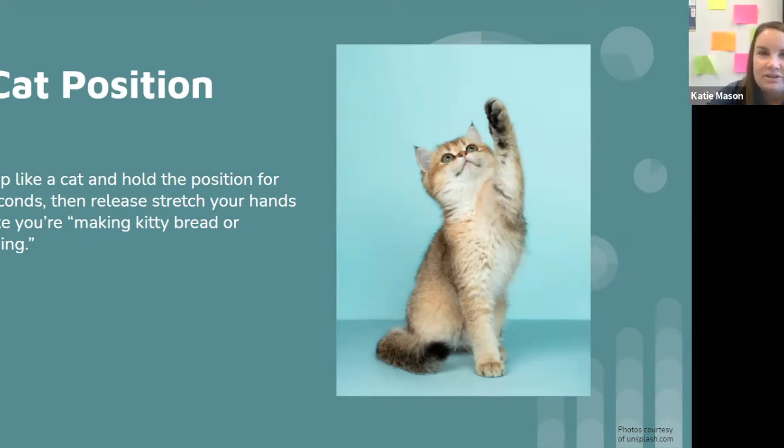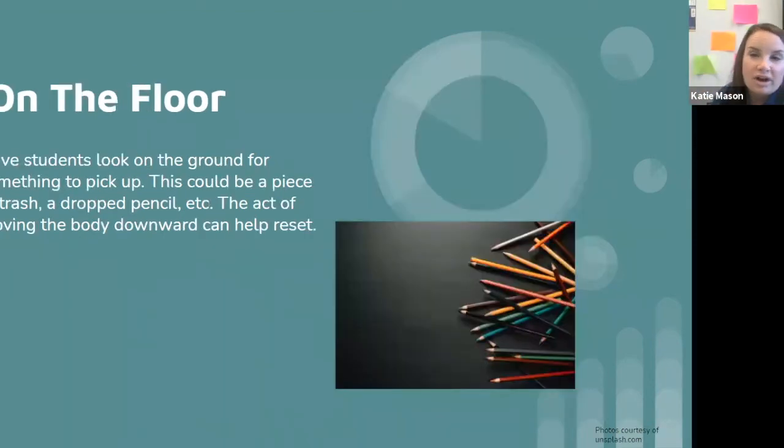Okay. Another easy way. And then on the floor. So when I was in brick and mortar, I would walk by a student and I might just accidentally knock something off their desk. Oh, I'm so sorry. Can you pick that up for me? And doing that movement, that downward movement can reset your brain. Okay. So I might have them pick that up.